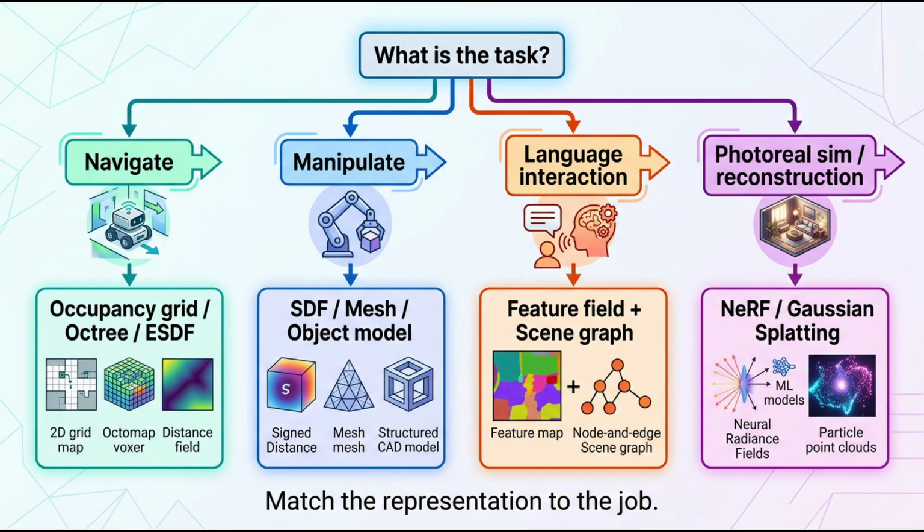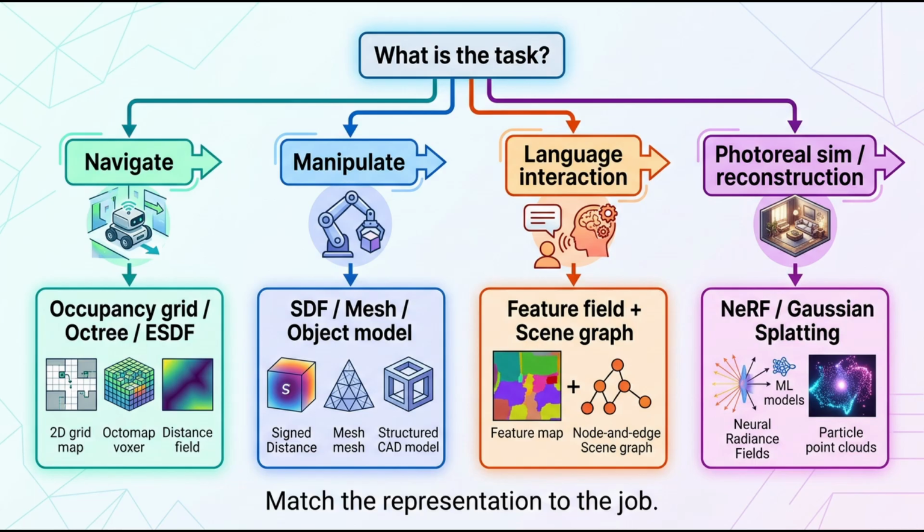If the task is navigation, getting from A to B without collisions, you want a representation that makes free space explicit and is cheap to query. Occupancy grids, octrees, and ESDF-style distance fields are the classic, battle-tested answers. You do not need photorealism to avoid a wall. You need fast, reliable, is this cell free queries. Keep it lightweight.